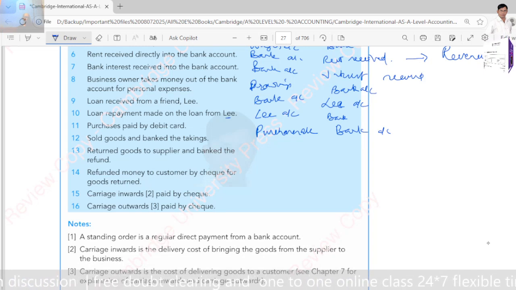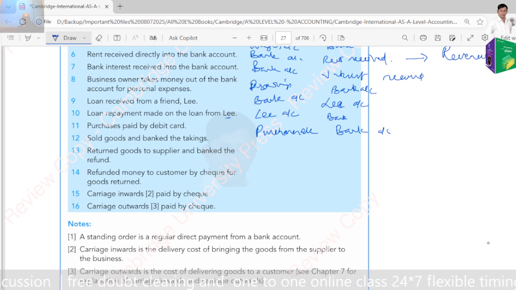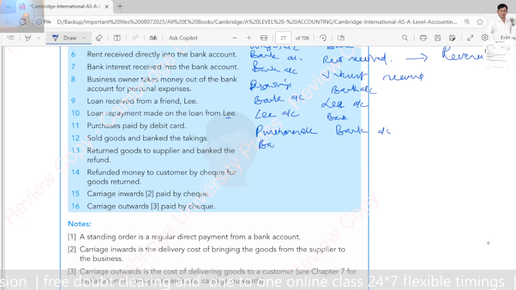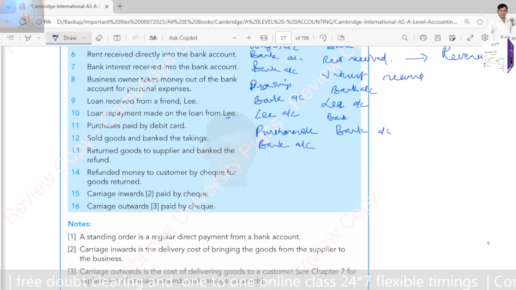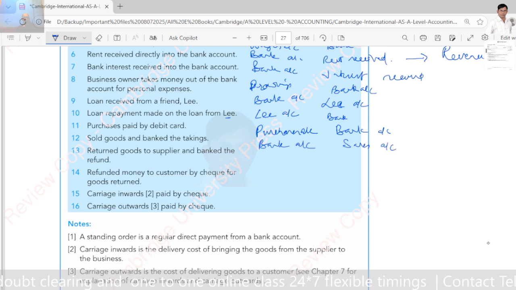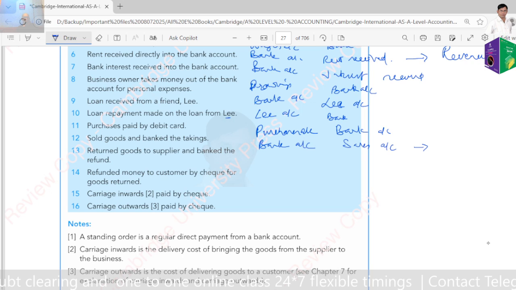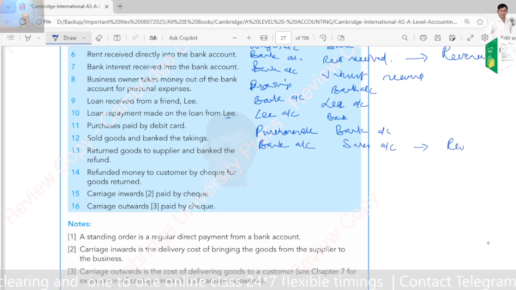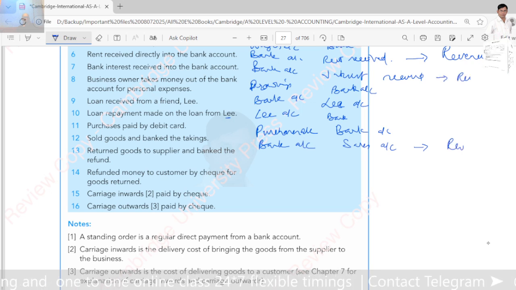Sold goods and bank the takings. So what is happening here? Money is coming in bank. And what is happening? Sales. Sales is a revenue. Sales is a credit. So credit all incomes and gains. Revenue is also revenue.